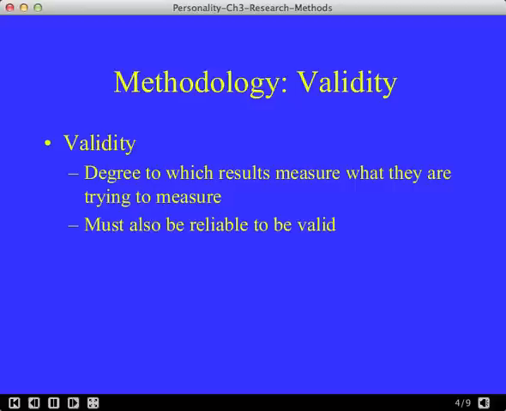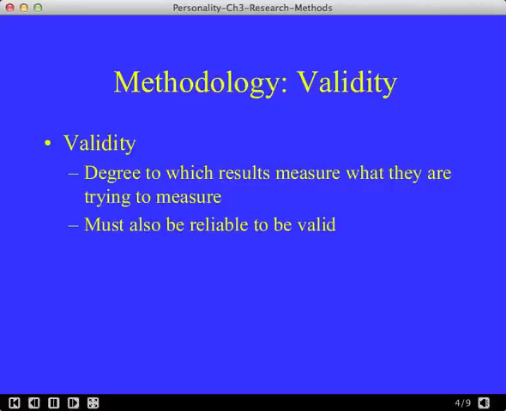Results can be consistent or reliable and still not measure what they are intended to measure. They could be reliably giving the wrong answer, like a broken clock that consistently measures the time, but is only valid, or correct, or measures the right time twice a day. Thus, a test or measure must be reliable in order to be valid, but reliability does not guarantee validity.